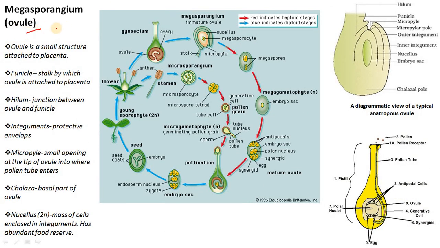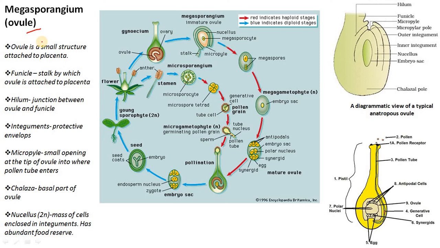At last, the megasporangium or the ovule. What is megasporangia? The ovule is connected to the placenta with a stalk called the funicle. It yields the megasporocytes that form the megaspores. Megasporogenesis is the process of arrangement of megaspores from the megaspore mother cell.